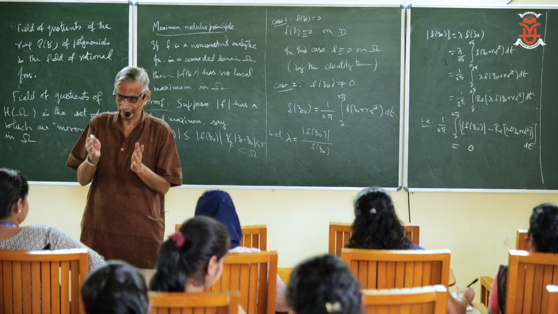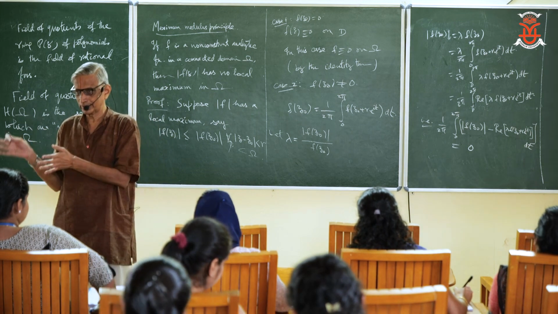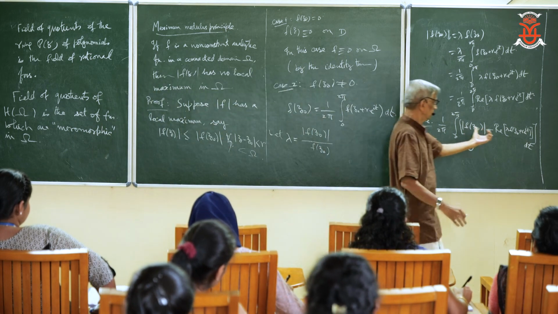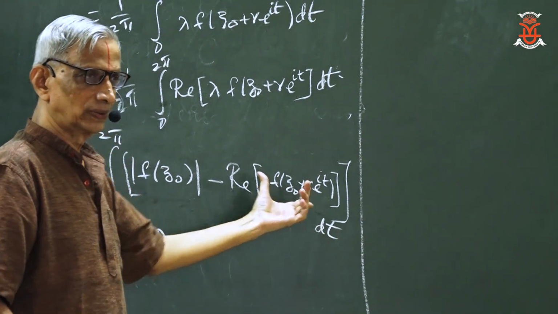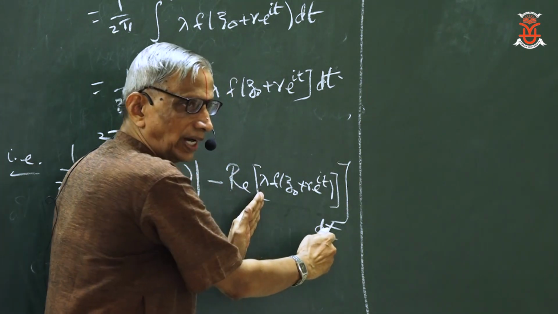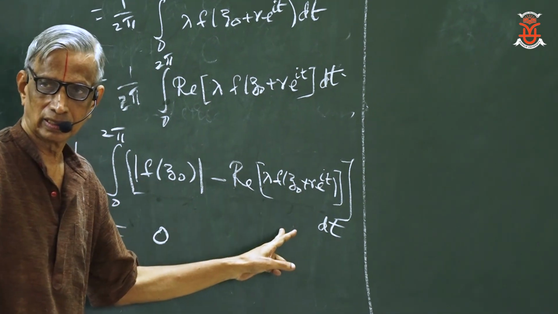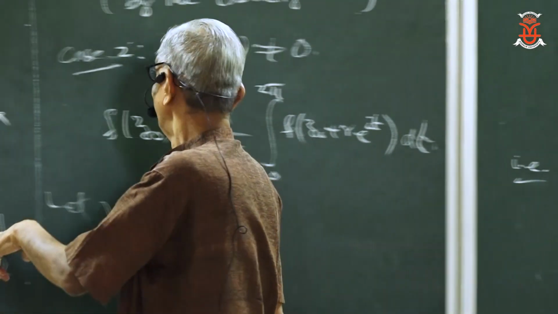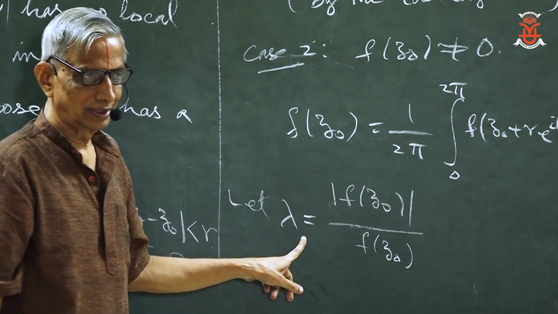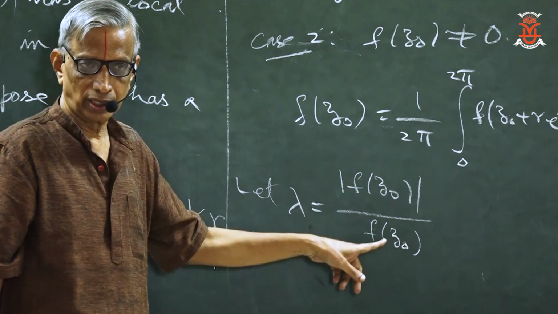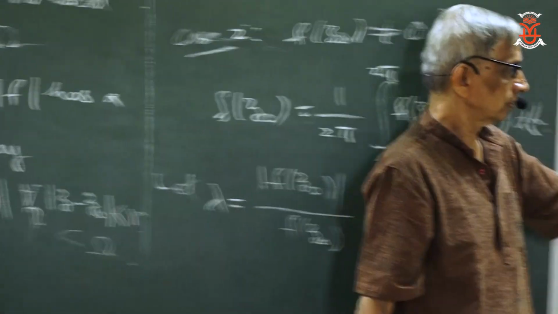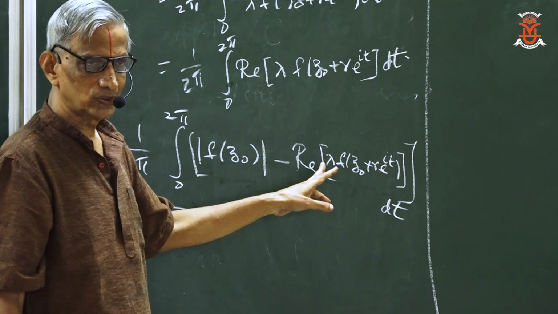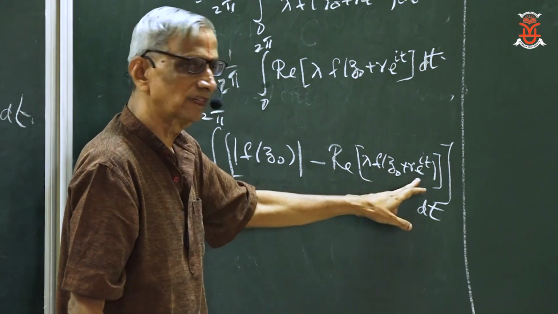Real part of w is less than or equal to modulus w. So the real part of this is less than or equal to modulus of that. But what is modulus of that? What about lambda? Lambda is this. So mod lambda is 1. Okay? So modulus goes there. So you just get modulus of this.